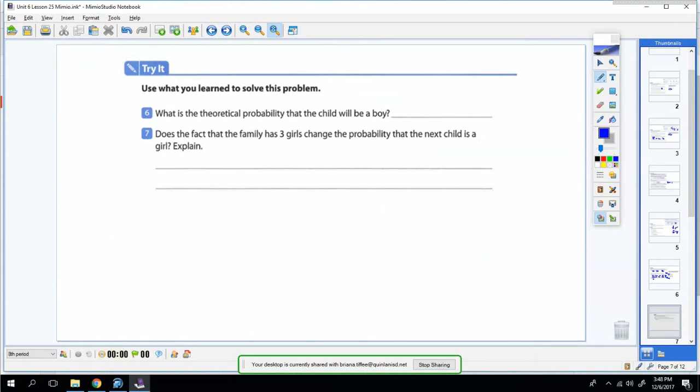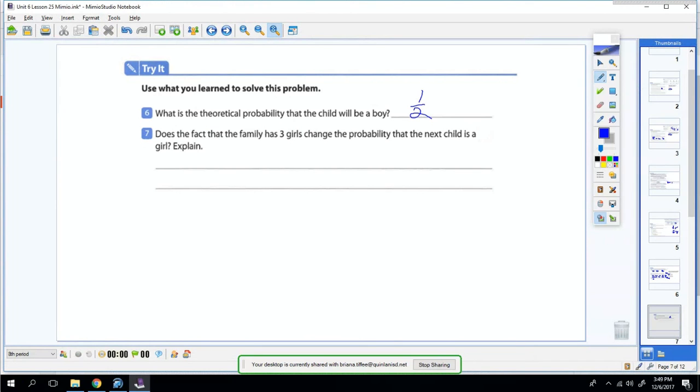Okay, let's try it. Use what you've learned to solve this problem. What's the theoretical probability that the child will be a boy? Well, the theoretical probability of the child being a boy is 1/2. When you have a baby, you have a 1/2 chance of being a girl, 1/2 chance of being a boy. So in theory, the baby has a 1/2 chance of being a boy.